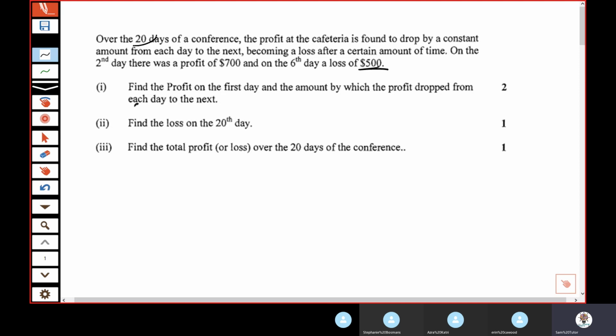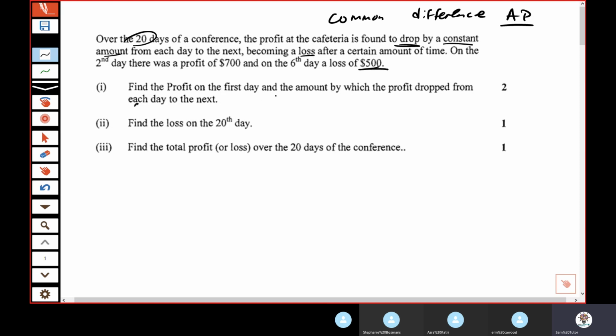Over the 20 days of a conference, the profit at the cafeteria is found to drop by a constant amount. So now I know it's an AP. A constant amount, you would assume that's a common difference, meaning that it's an AP. Does that make sense? Becoming a loss after a certain amount of time. So obviously it starts at, let's say, $1,000, and then eventually it's losing an amount until it's always at a loss.